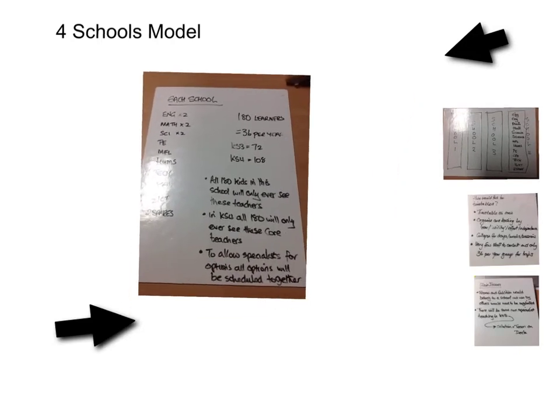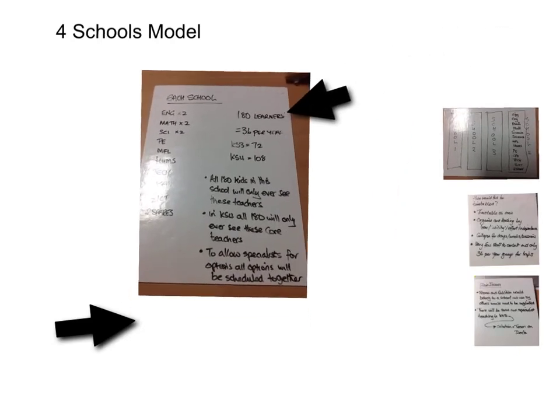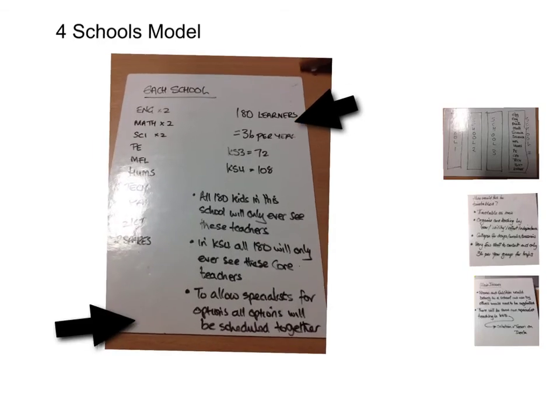Each school will have 180 learners in there, which is 36 learners per year, 72 learners in Key Stage 3 and 108 learners in Key Stage 4. All of those learners in Key Stage 3, so it's 72 as they go through, will only ever see these teachers whilst they're in Key Stage 3. In Key Stage 4, all 108 of them will only ever see these core teachers.